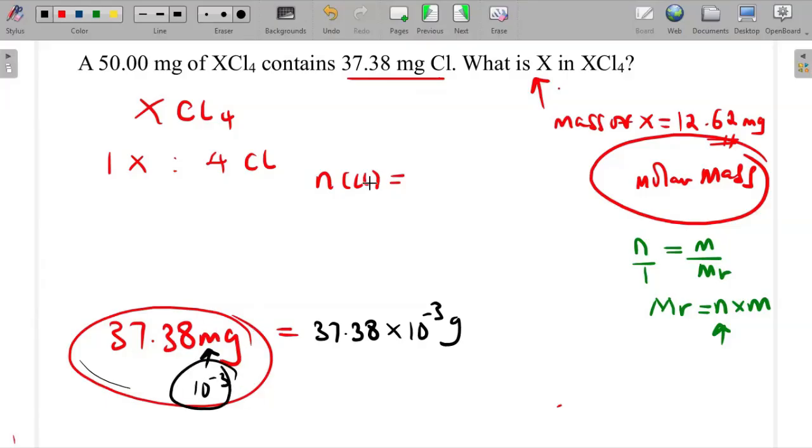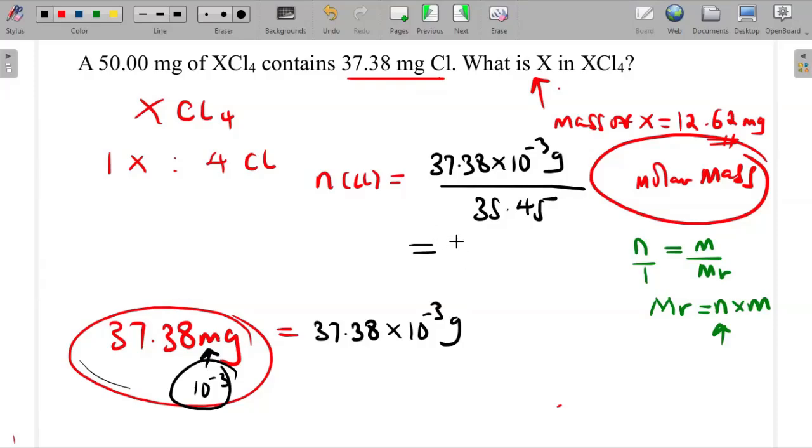I think we also did this in tutorial sheet 1. Okay, so my mass is 37.38 times 10 to the power minus 3 grams divided by the molar mass of the chlorine. Now, the molar mass of the chlorine, when you go to the periodic table, is simply 35.45. Okay, so I can divide those two.